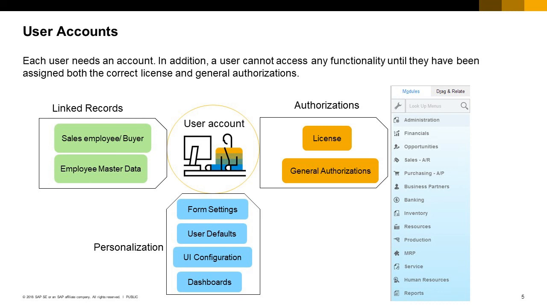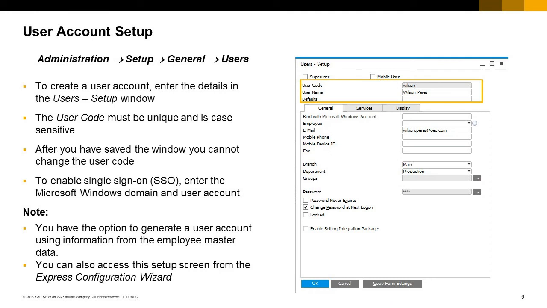The user's account is associated with personalization options such as form settings, user defaults, UI configuration templates, and cockpit dashboards. The user account can be optionally linked to an employee master data record for HR purposes and for another type of authorization data ownership. The user account can be linked to a designated sales employee or buyer which is entered into marketing documents. To create a user account, choose the path shown in the slide and enter the user details.